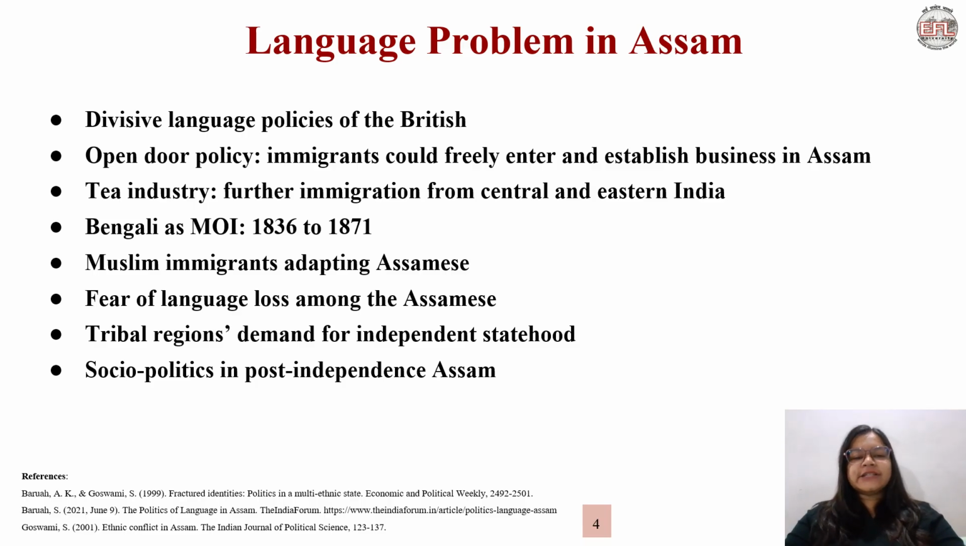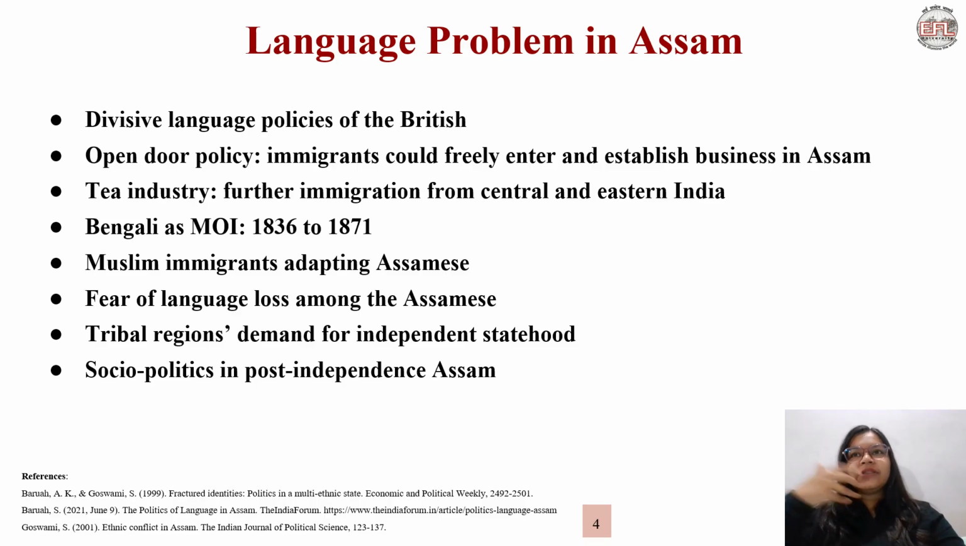And from 1836 to 1871 was a period when Bengali was the dominant, official language of the state, which caused a lot of commotion, a lot of unrest among the people between both the communities, and it led to a sense of nationalist sentiment among all the Assamese. This also led to the Assam movement, where the people of Assam fought for their language and linguistic rights.